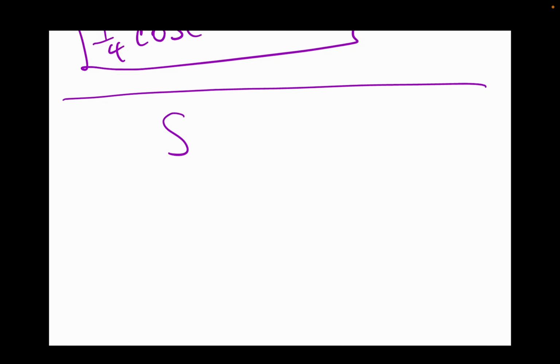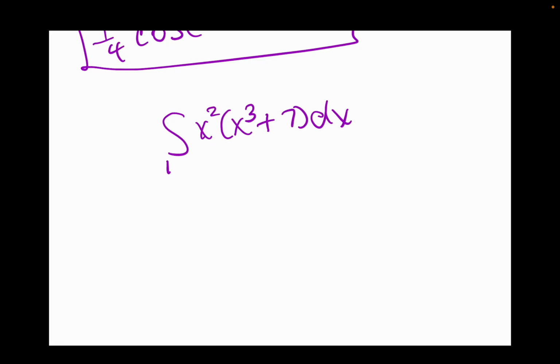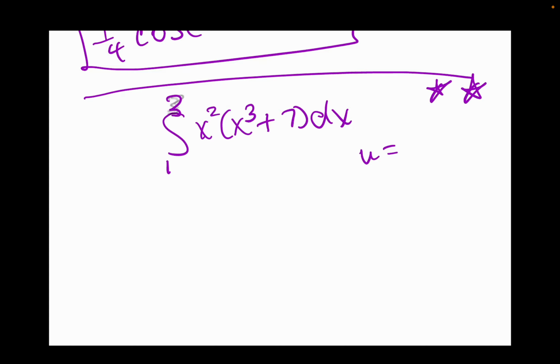If I have the integral of x squared times x cubed plus 7 dx from 1 to 4. Let's make it 1, 2, 3, just so the numbers are small enough for us to think about. All right, so I'm going to let u, well, first of all, I wouldn't even use substitution here. That's real important. I would not use substitution here. So it's actually a good example. I would just distribute and take the antiderivative, okay?